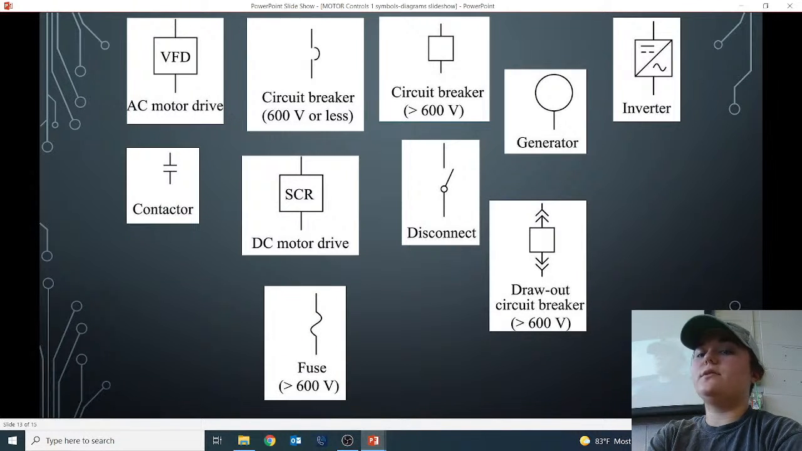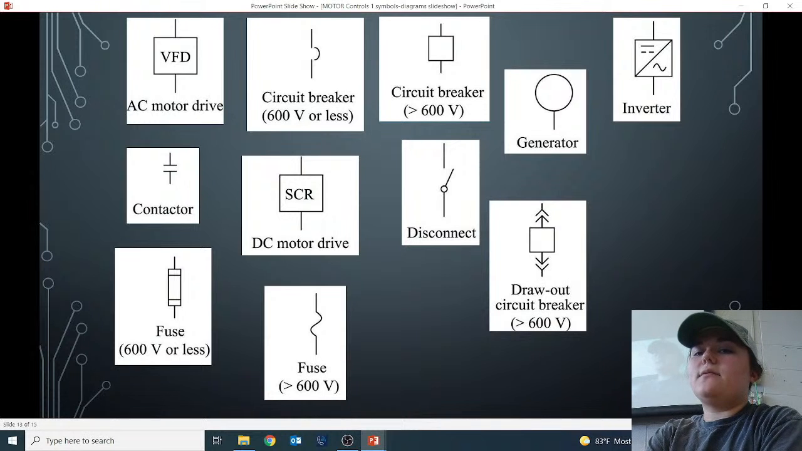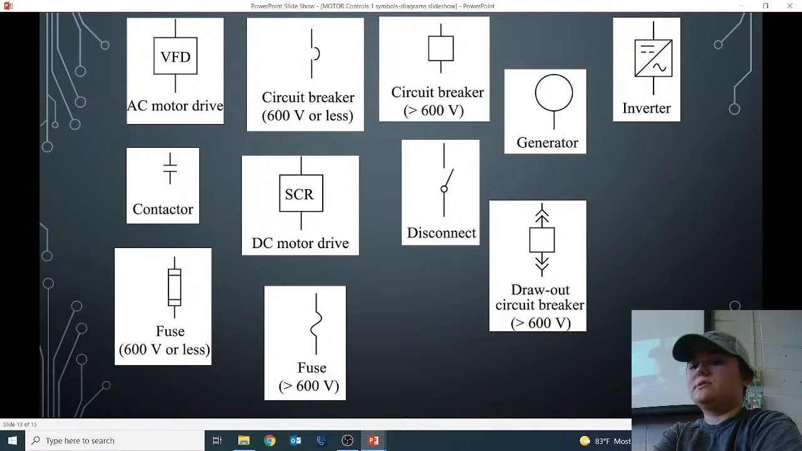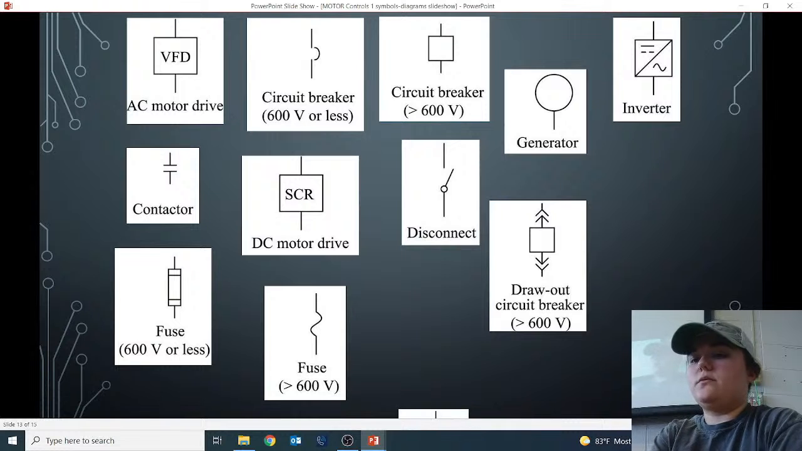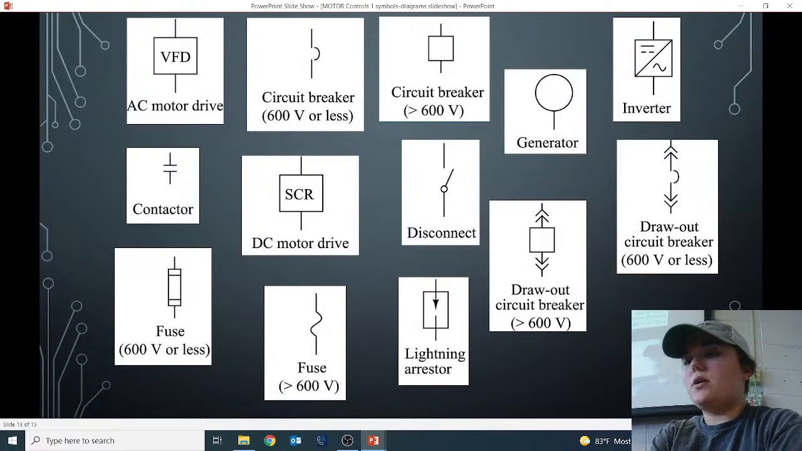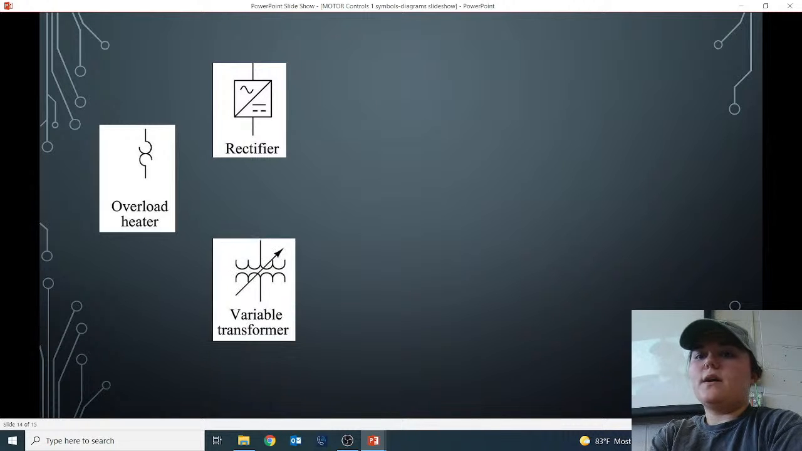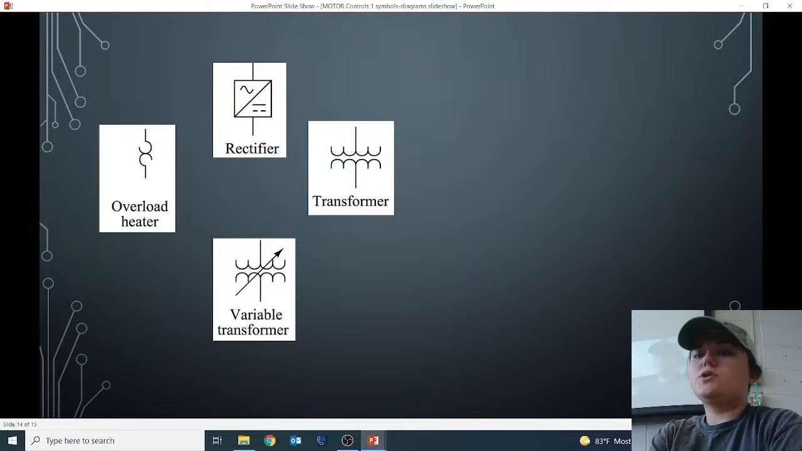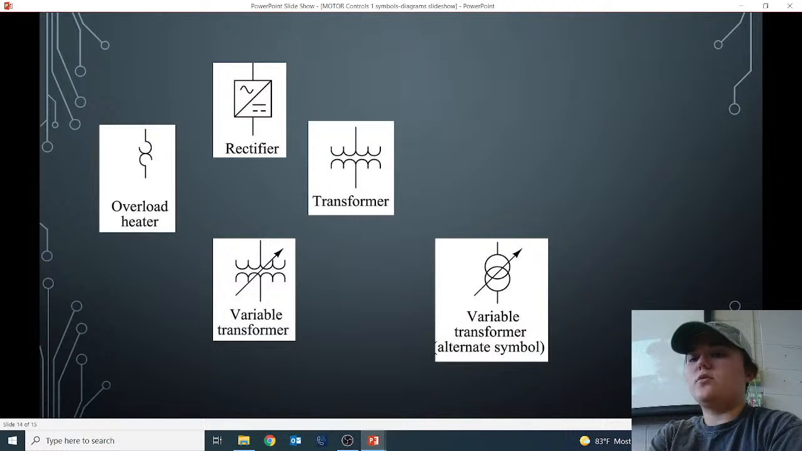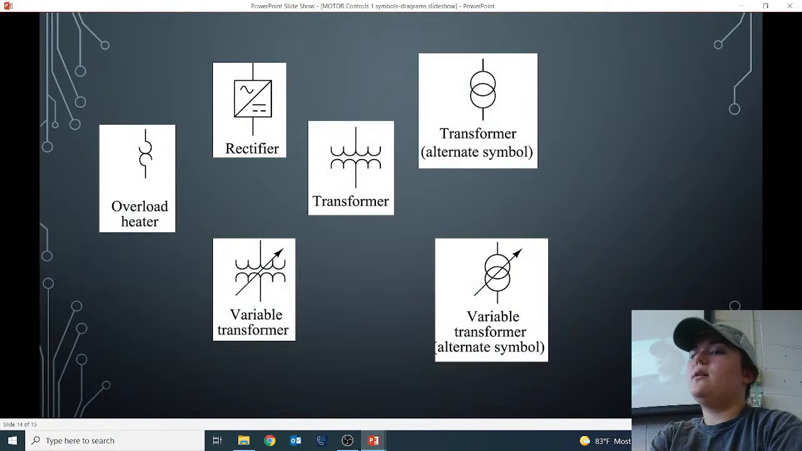A fuse greater than 600 volts. And see how your fuse looks kind of more blocky at 600 volts or less, but it's just a little squiggle at greater than 600 volts. Lightning arrestor, draw out circuit breaker 600 volts or less. A motor is an upside down balloon. You got your overload, your rectifier, variable transformer. Remember what we said? Those are like two upside down umbrellas, one on top of each other. Variable transformer, alternate symbol. See, there are alternate symbols, so that's what kind of gets confusing. Transformer, alternate symbol. I guess that's a balloon on top of a balloon.